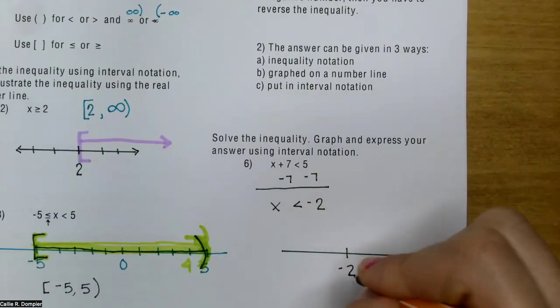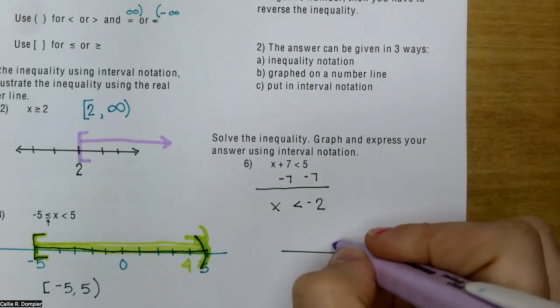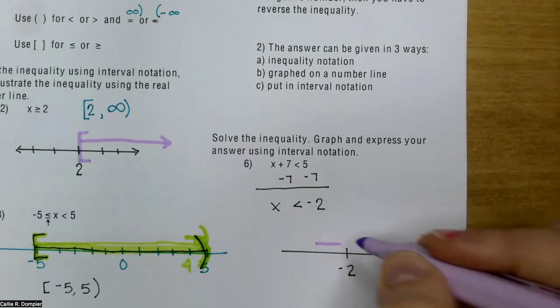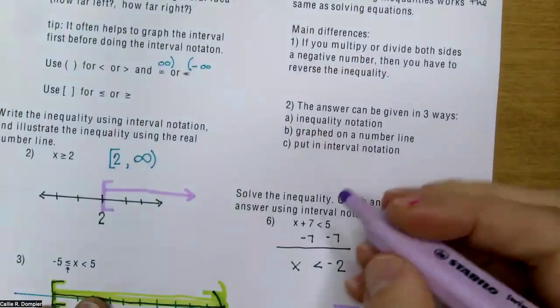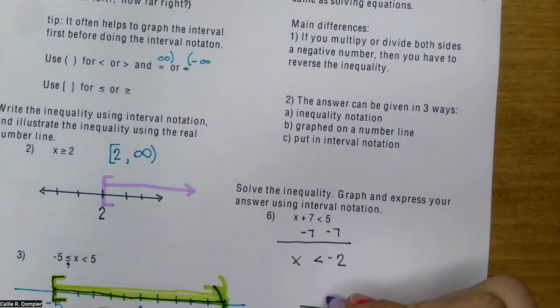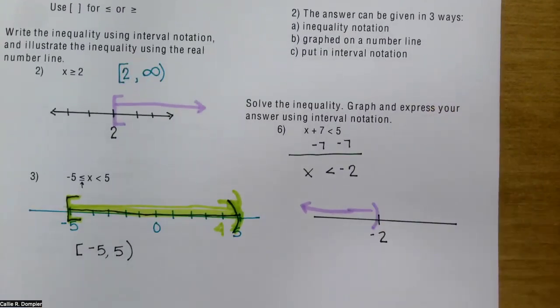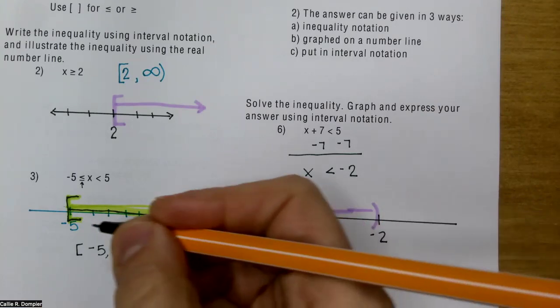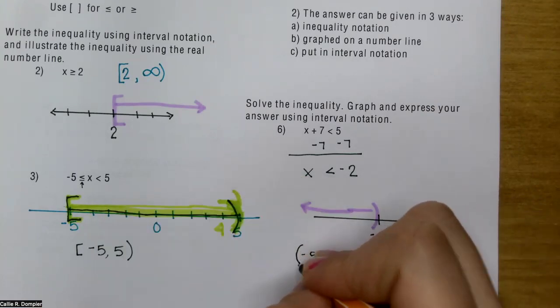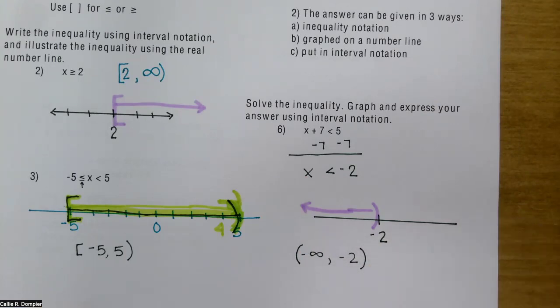Here's -2 on my number line. x is less than -2. Less than -2 means it's going to go that way, right? It does not include -2 because it's the less than symbol, so I'm going to put the parentheses. And it goes on forever in that direction. Forever in that direction is negative infinity, right? It's going forever, so it's infinite, but it's in the negative direction. It ends at -2, and it ends in parentheses.